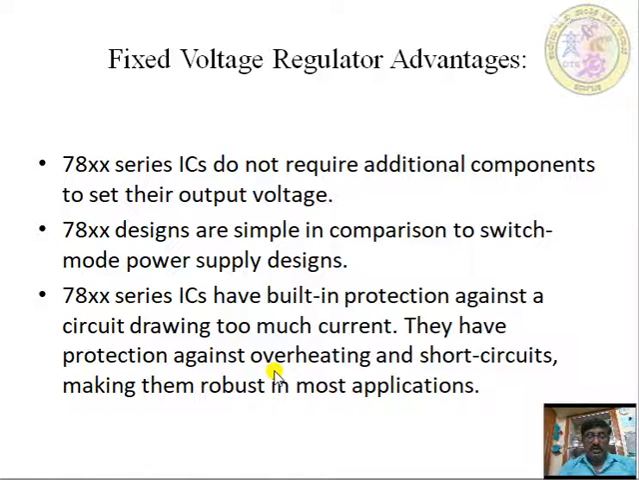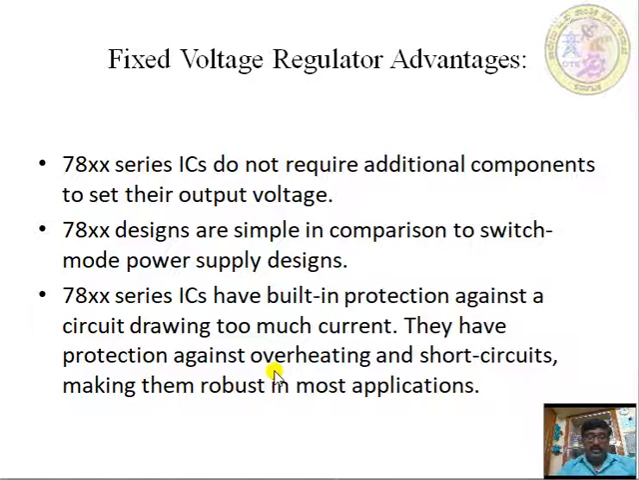Fixed voltage advantages: the 78XX series ICs do not require additional components to set their output voltage. So they do not require any additional components. The 78XX series are simple in comparison to switch mode power supply design. The regulators are used in comparison to switch mode power supply design. So whenever we want to regulate the voltage, at that time the regulators are used.